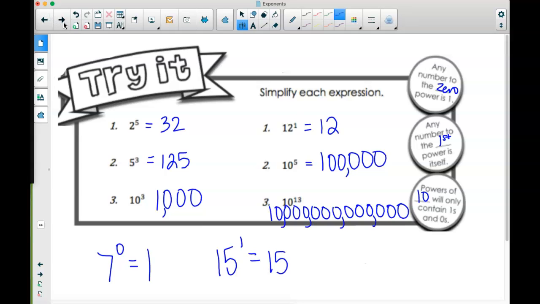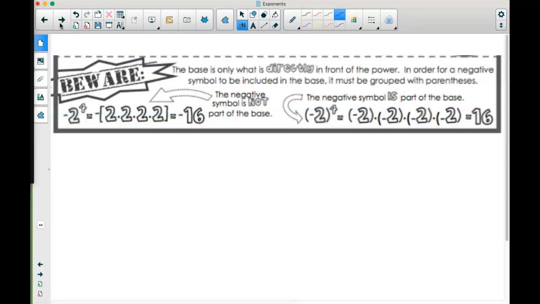Okay, now, the one thing to be really careful with is negatives. This is a little bit hard to read, but the base is only what is directly in front of the power. In order for a negative symbol to be included in the base, it must be grouped with the parentheses. So if you look at the two examples here, the first one says negative 2 to the 4th power. Well, what that really means, if we follow order of operations, is 2 to the 4th power and then put a negative sign in front of it.